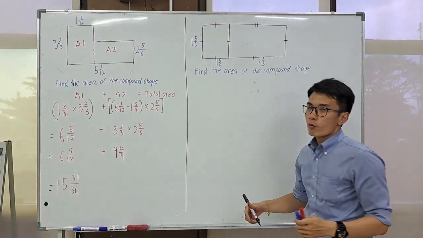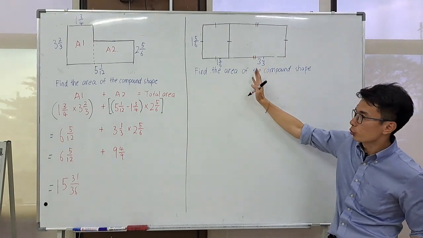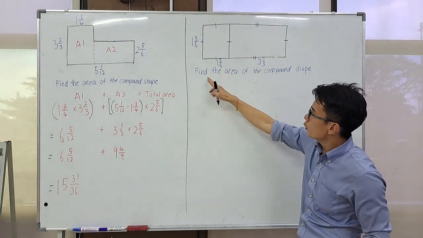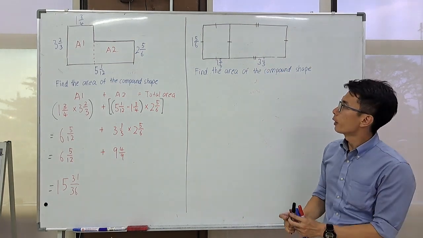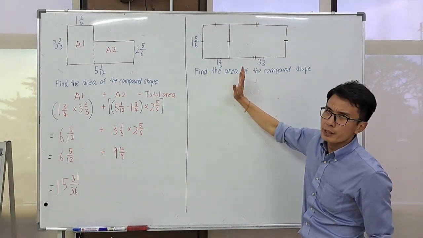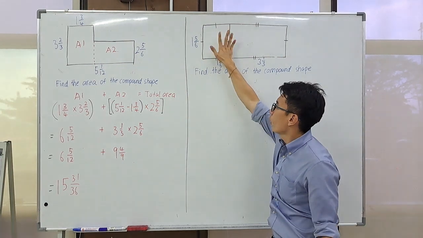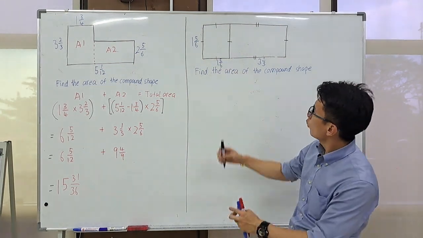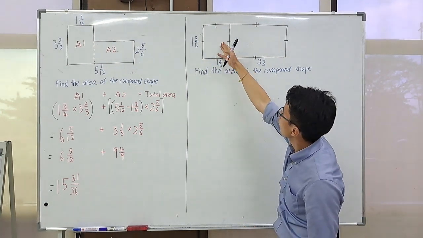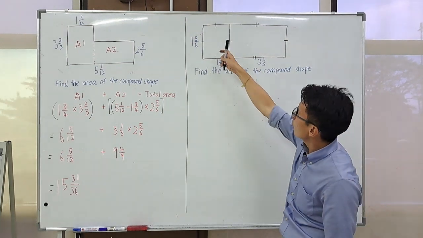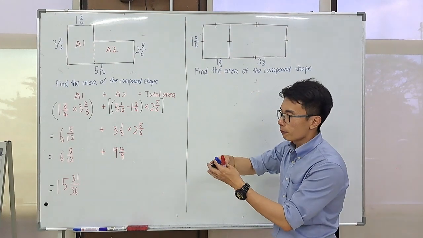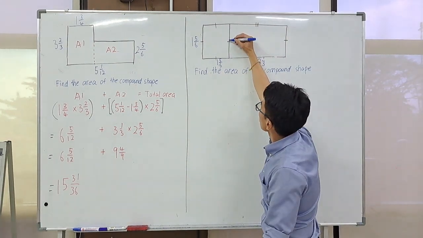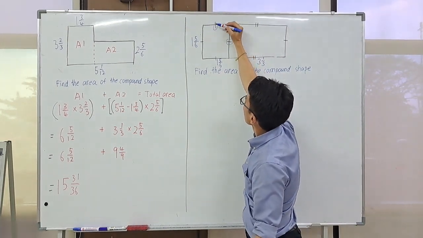Now, very similar to this question over here, I'm interested to find the area of this compound shape. Before we find the area, let's understand what we are looking at first. So apparently I have two shapes over here, and over here it tells me that all the lengths are the same. Now, how do I know that? It's because of this line over here.